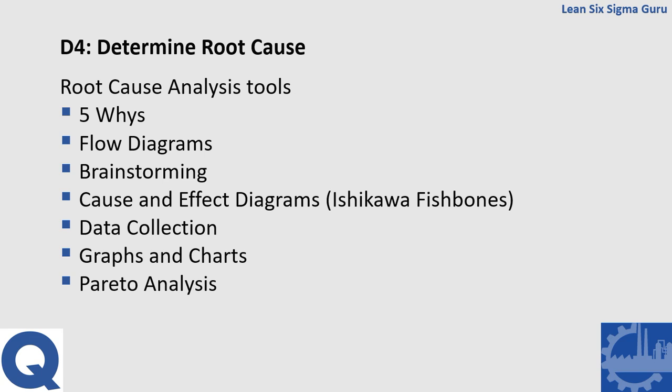There are many tools, as mentioned, for root cause analysis, including 5 whys. We can use flow diagrams, brainstorming, cause and effect diagrams, data collection, graphs and analysis, Pareto analysis. There's all kinds of tools. I would say that in addition to 5 whys, when doing a root cause analysis myself, I always do a timeline. I consider it to be indispensable because it always helps me to understand what the issue might be.